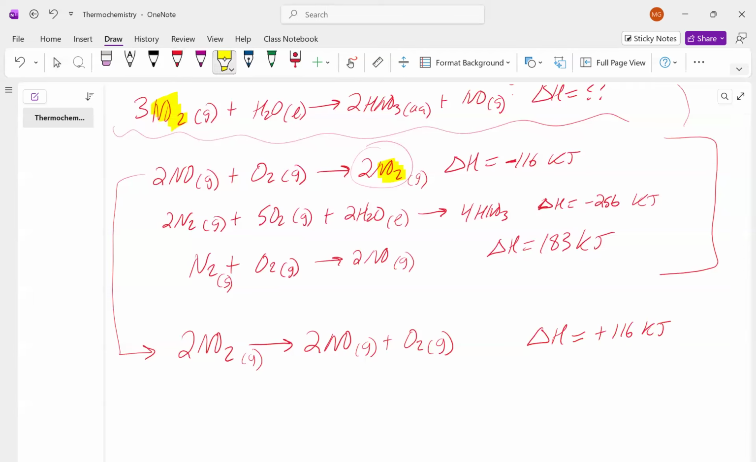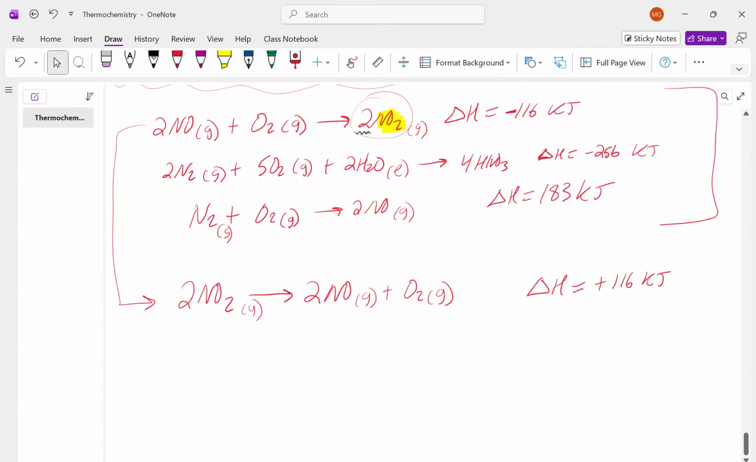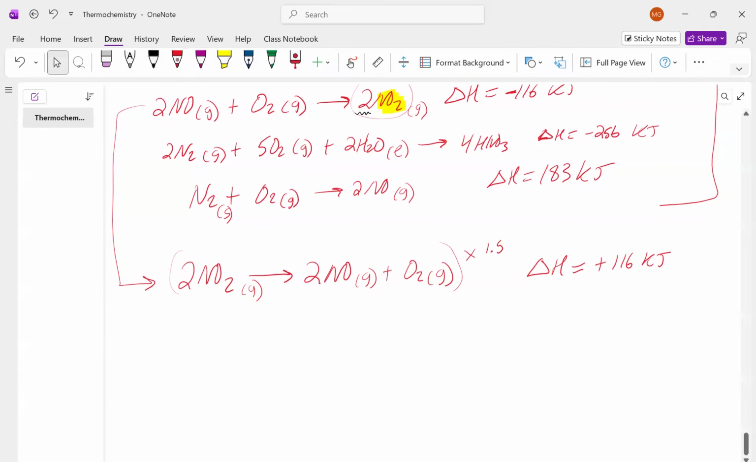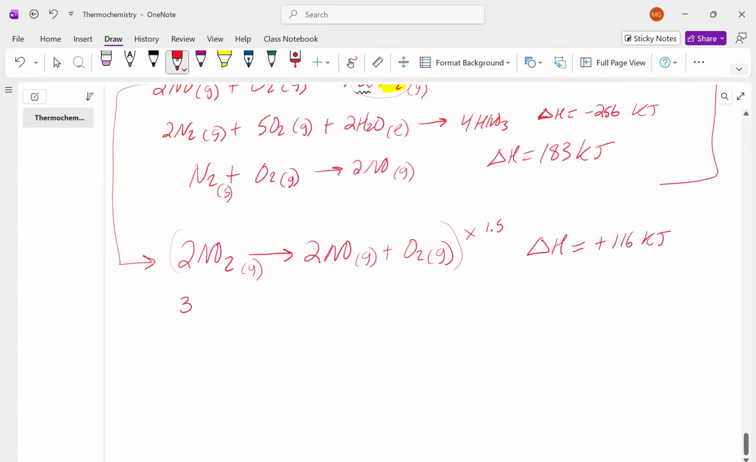Okay, notice the coefficient here is 2, but in the original equation, it's 3. Okay, so what I'm going to do now is take all of these coefficients and multiply them by 1.5. So now I have 3 NO2, 3 NO, and 1.5 O2.